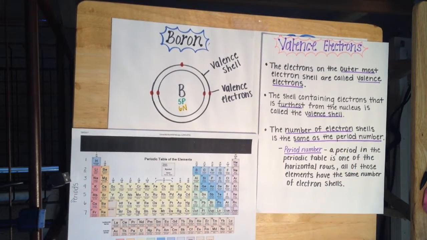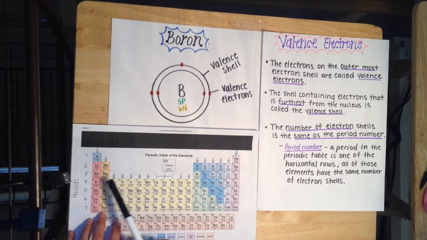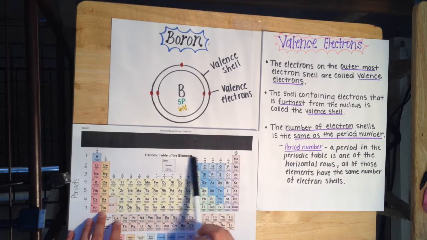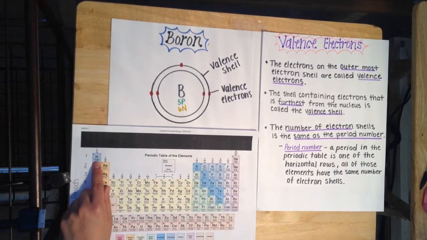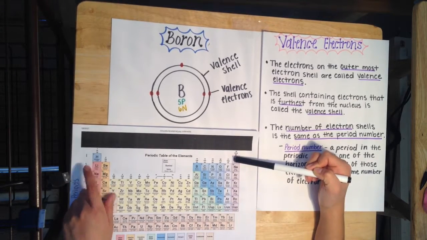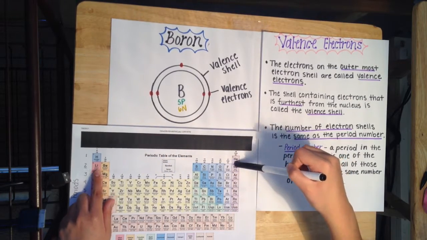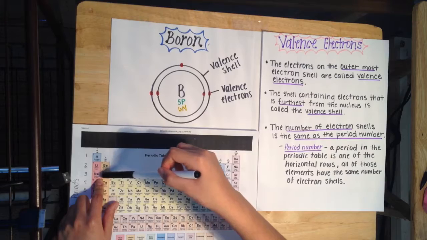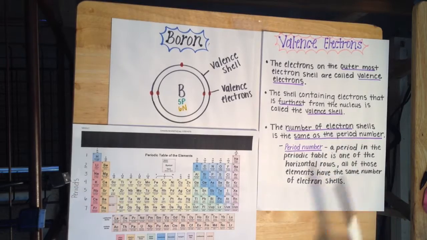Now, the number of electron shells is the same as the period number. So we look here, these horizontal rows determine the number of shells the atom has. So for example, the elements on period 1 only have one shell. The elements on period 2 have 2 shells. The elements on the third period have 3 shells, and so on.